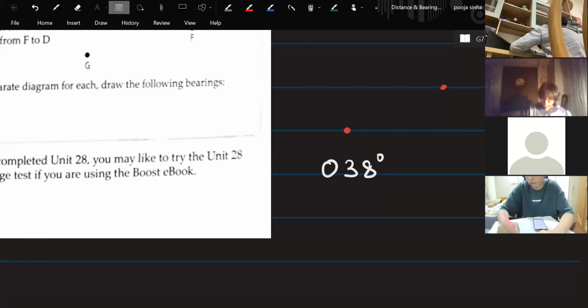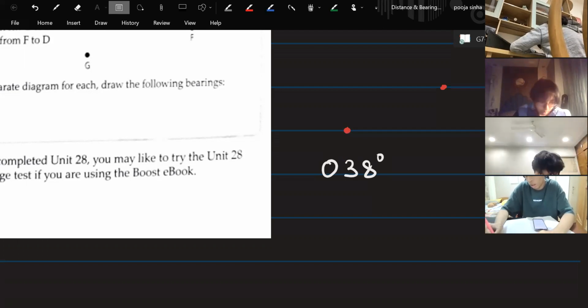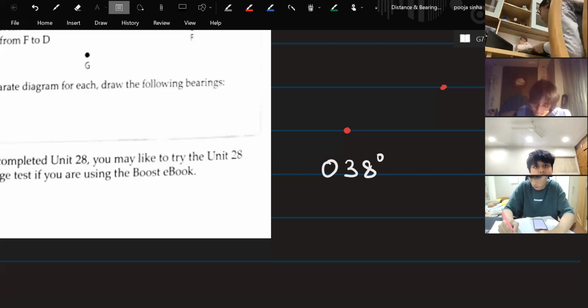Sorry, miss, I had to do something. Wait a minute. Okay, what, miss? You're supposed to draw 038 degrees. Okay, miss, I don't have a protractor. But how do I make it? Roughly, it's okay. Okay, tell me. Miss, can I annotate and show you? Yes, you can.